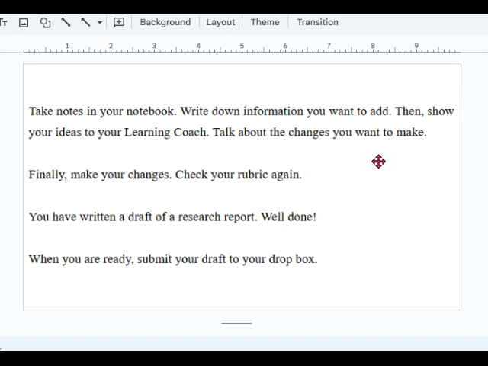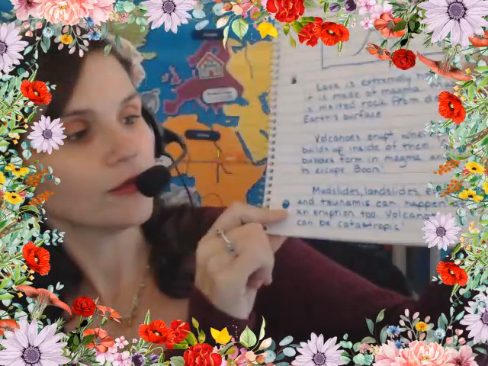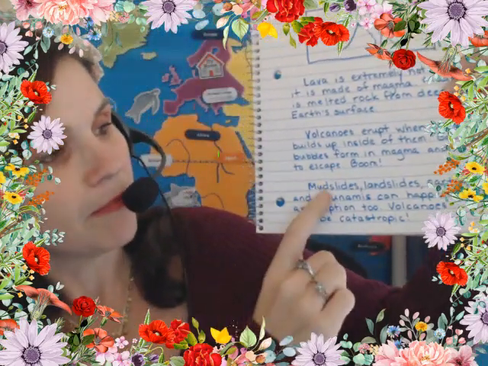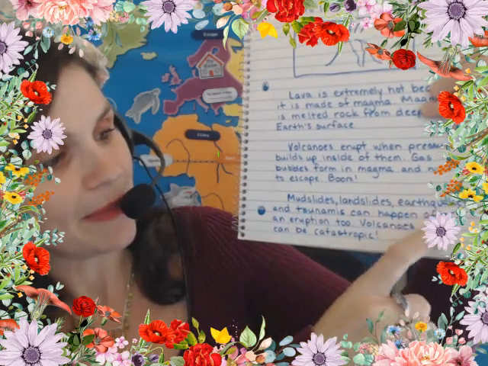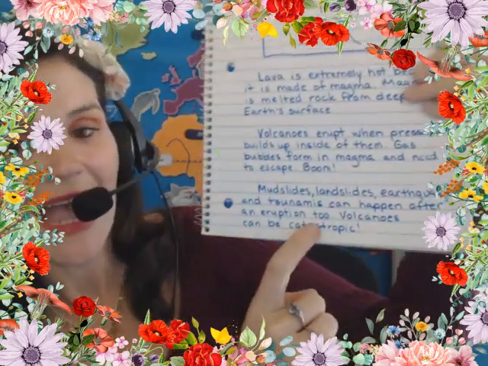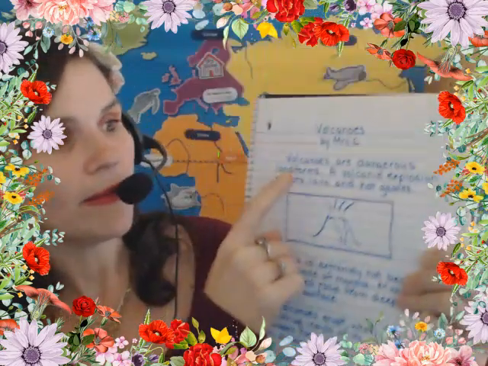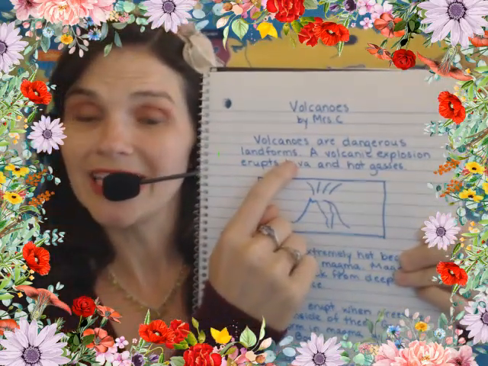You have written a draft of your research report. Well done. So here is my example for my conclusion, for my ending. Mudslides, landslides, earthquakes, and tsunamis can happen after an eruption too. Volcanoes can be catastrophic. So up here, my introduction said volcanoes are dangerous landforms.